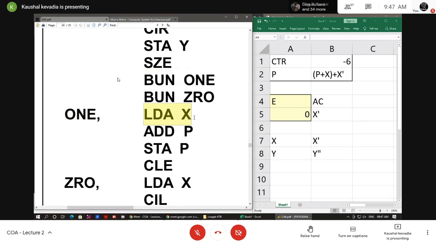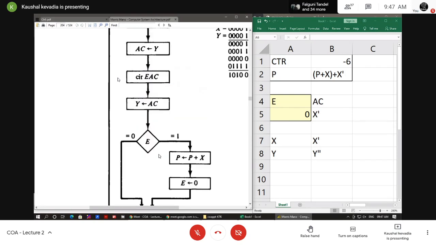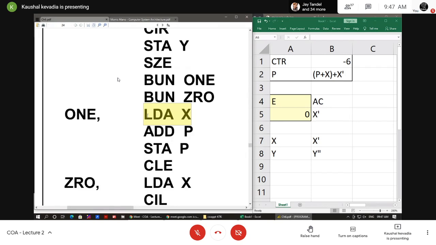So LDAX, अगर 1 है तो क्या करना है, 1 है तो लोड एक्यूमुलेटर. एडिशन करने के लिए पहले मुझे X को लोड करना होगा एक्यूमुलेटर के अंदर. देन आफ्टर I want to add into the partial product P. So what we have to do that, load X, add P and store P.